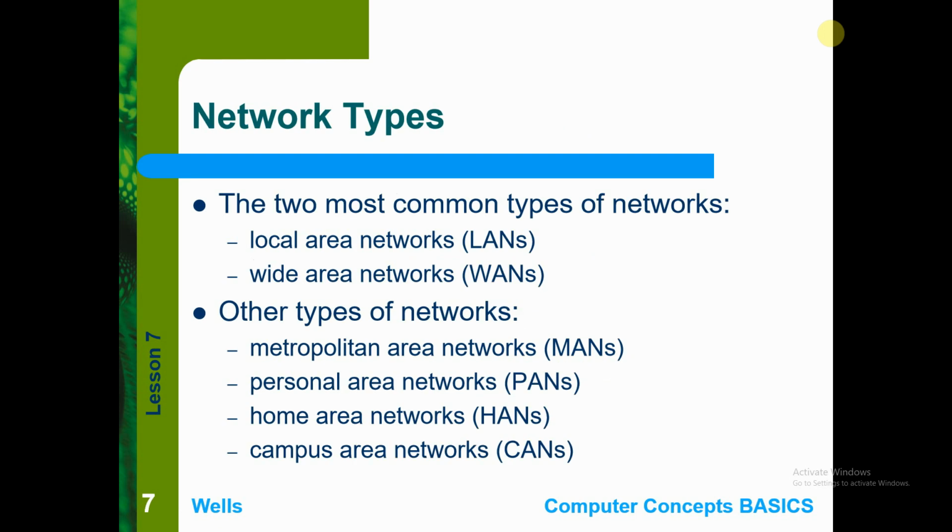So the two common types of networks that we have currently are the local and the wide: local area networks or LANs, and wide area networks or WANs. And then we also have other types of networks, which are specialized: metropolitan area networks or MANs, personal area networks or PANs, home area networks, and campus area networks, like the one we have here in San Agustin.